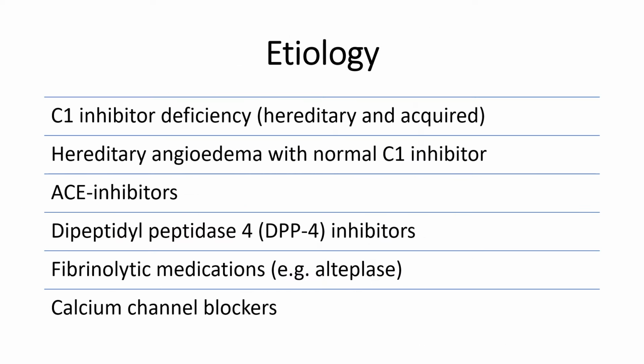The etiology of angioedema unrelated to histamine includes congenital or hereditary causes, such as C1 inhibitor deficiency and cases with normal C1 inhibitor levels. More commonly though, angioedema is related to medications. Classically, angiotensin converting enzyme inhibitors or ACE inhibitors. Some other medications are also implicated in the development of non-histamine mediated angioedema, such as dipeptidyl peptidase 4 or DPP4 inhibitors, typically used in the management of type 2 diabetes, fibrinolytic medications such as alteplase, which can be used in the treatment of acute stroke, and calcium channel blockers.